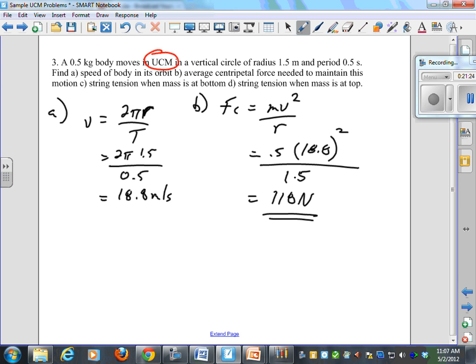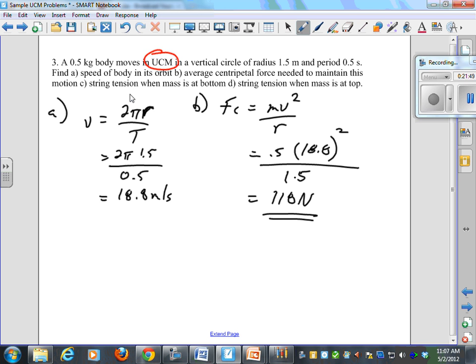Now, is that 118 newtons constant? No. That's the average. It's 117.8. We can round up to 118.